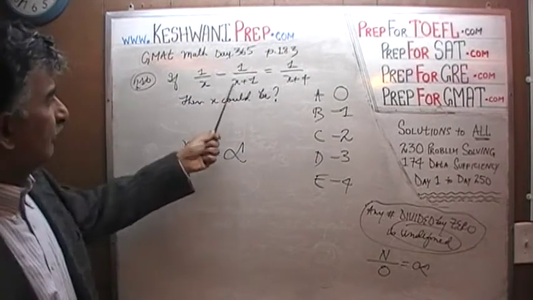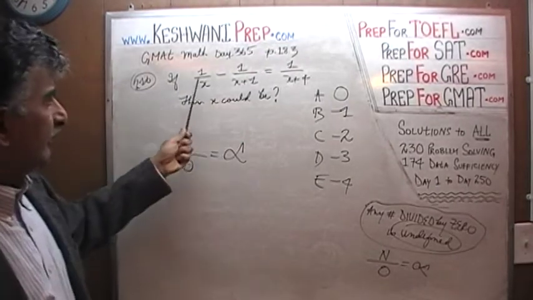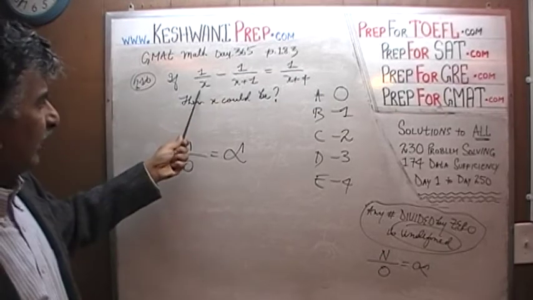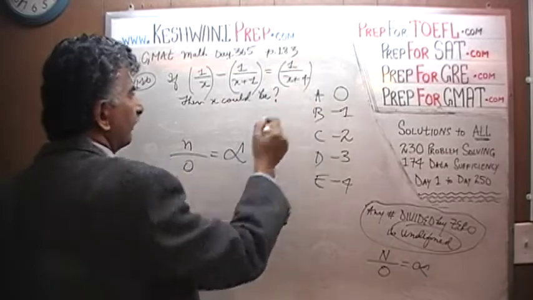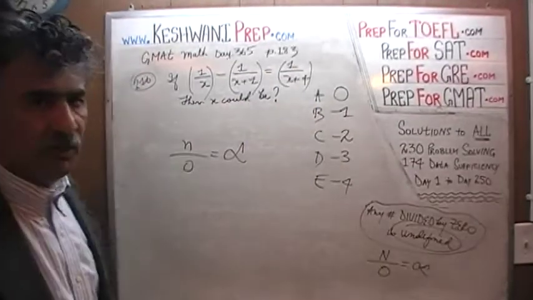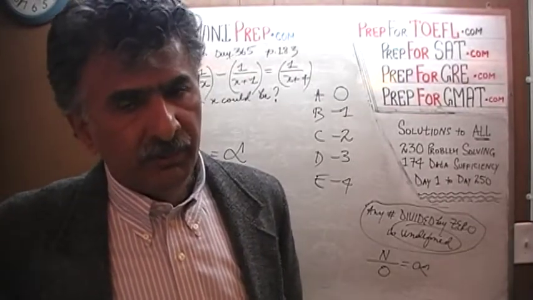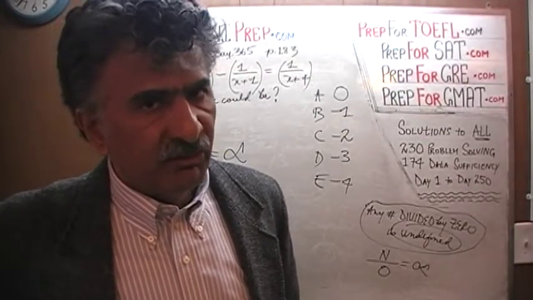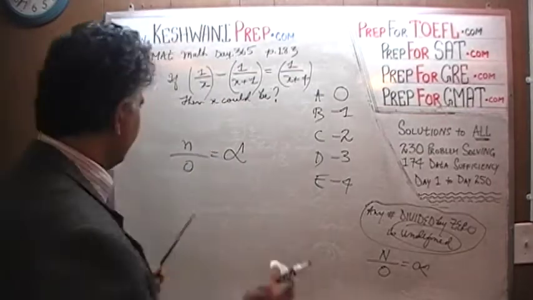And therefore, we cannot have zero in the bottom, because if zero appears in any of these fractions, 1 over x is one fraction right here, here's another fraction, here's another fraction, then this whole equation explodes. It becomes undefined. The equation no longer exists, it's no longer workable. So we cannot have 0 at the bottom. Do you understand? Let's find out, shall we?